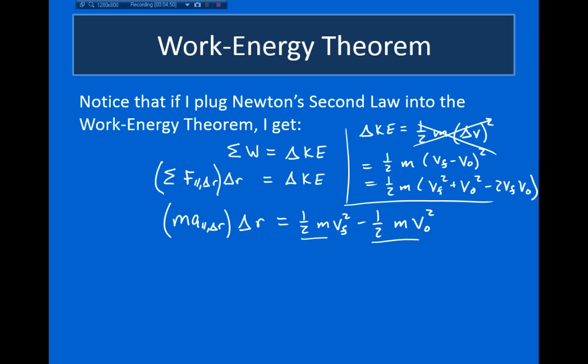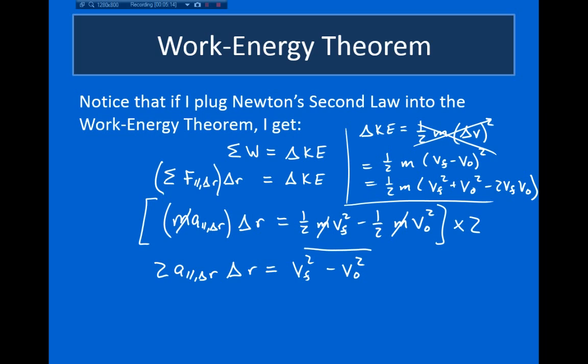Now, as I've written this here, we can see that we have mass on both sides of the equation, so I can cancel this out. And now if I multiply this whole thing by 2, so I'm going to multiply both sides by 2, I get 2 times the acceleration that's parallel to displacement times displacement is equal to v final squared minus v initial squared.